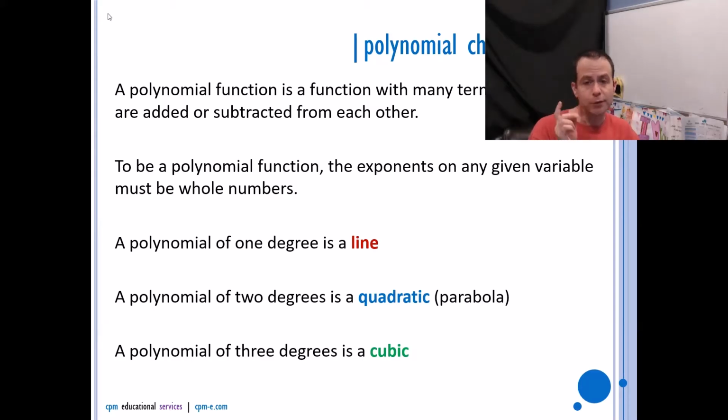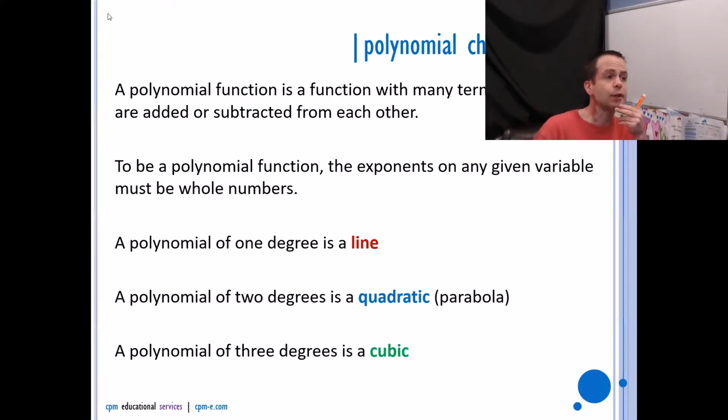A polynomial that has 1 degree is a line, a polynomial of 2 degrees is a quadratic, and a polynomial of 3 degrees is a cubic. Now remember, you know that based on the exponent that you see. Okay, so if you don't see an exponent at all, like y equals 3x plus 5, that's a degree 1 polynomial, okay? The highest exponent you see on your x is a 1, because there's nothing there. As soon as you see an x squared, that's where you get a quadratic, that's where you get a degree 2. And then as soon as you see an x cubed, that's where you get a cubic.